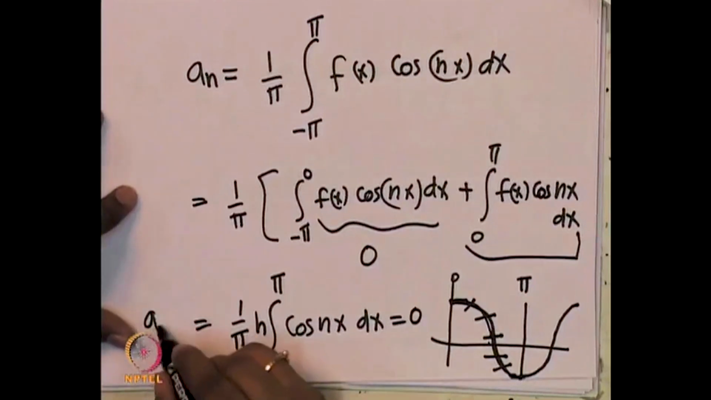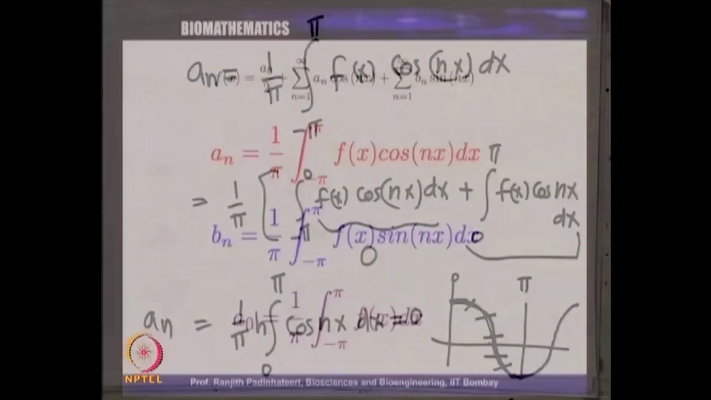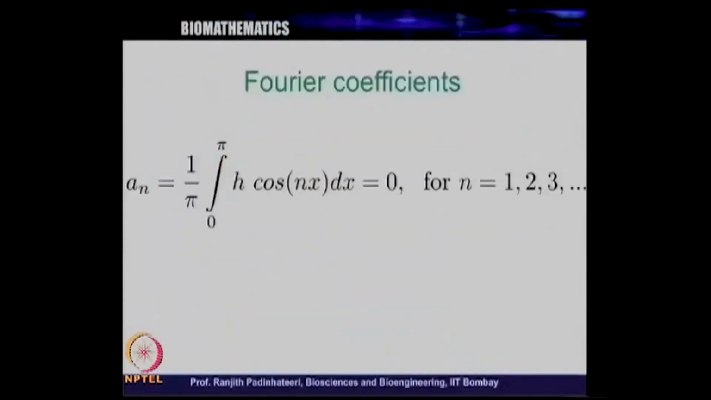So, a n is essentially 0. That is what we find, and that is what is written here. So, a n turns out to be equal to 0 for n is 1, 2, 3 and all that.